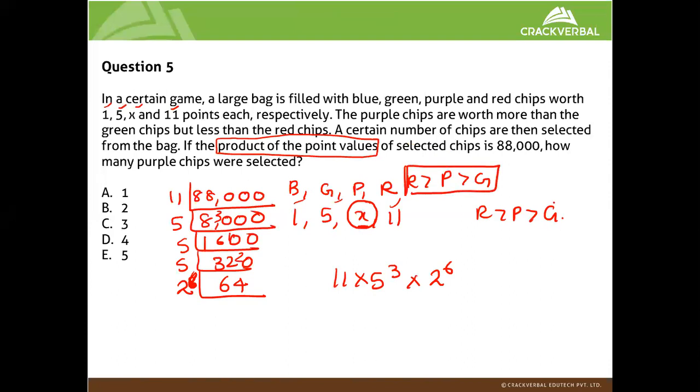Based on the fact that the red chips cost more than the purple chips, which cost more than the green chips. So for those of you who factorized to this form, how would you analyze it from this point? Quickly, please type in the chat window how you would analyze the question and how you would give me the answer based on this factorized form of 88,000.